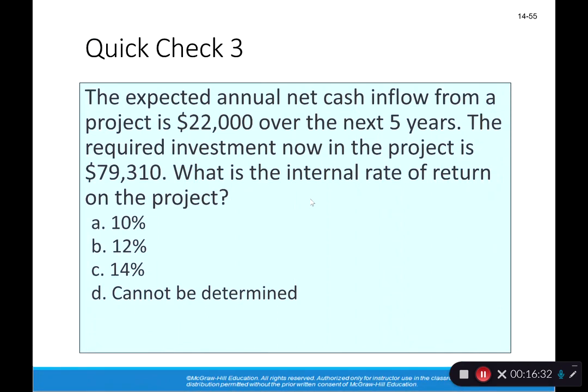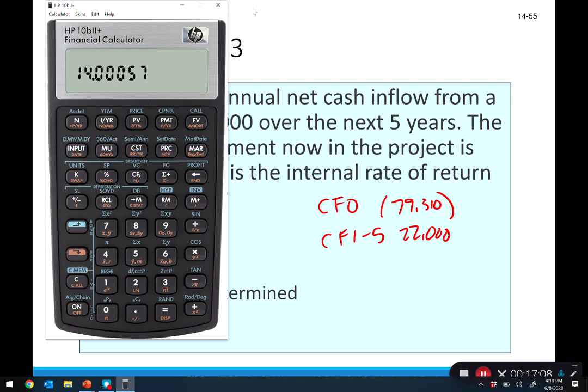Here's a little quick check for you to try. The expected annual net cash inflows from a project are $22,000 over 5 years. The project requires an initial investment of $79,310. What's the IRR? So take a minute to find your variables and use your HP10b to calculate it. If you did it, you should have gotten CF0 equal to negative 79,310 because it's an outflow. CF1 to 5 would be a positive 22,000. And then when you plug it in your HP10b, you'll get your answer.